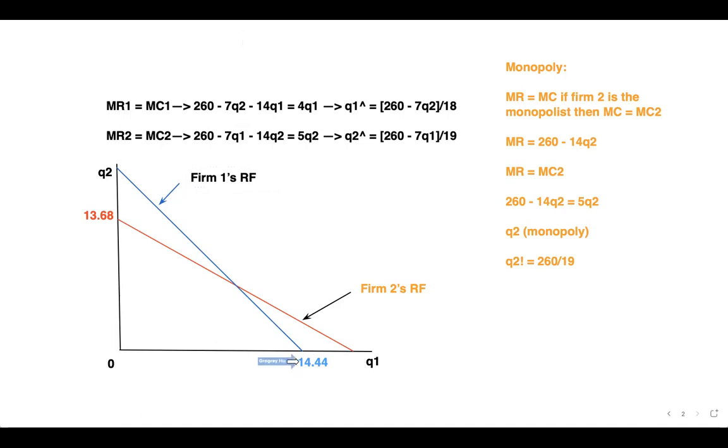Notice that if firm 1 behaves as the monopolist, it's producing a little bit more output than firm 2. Does anybody want to explain that to me, why that makes sense?